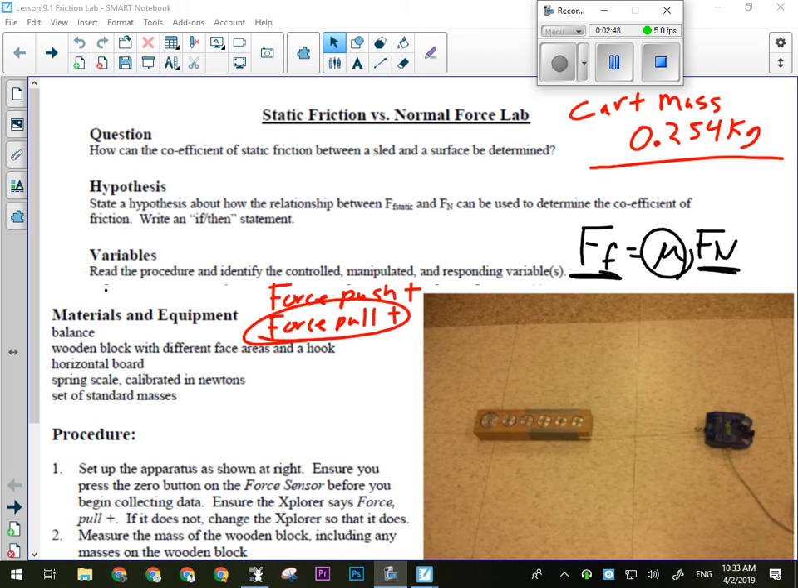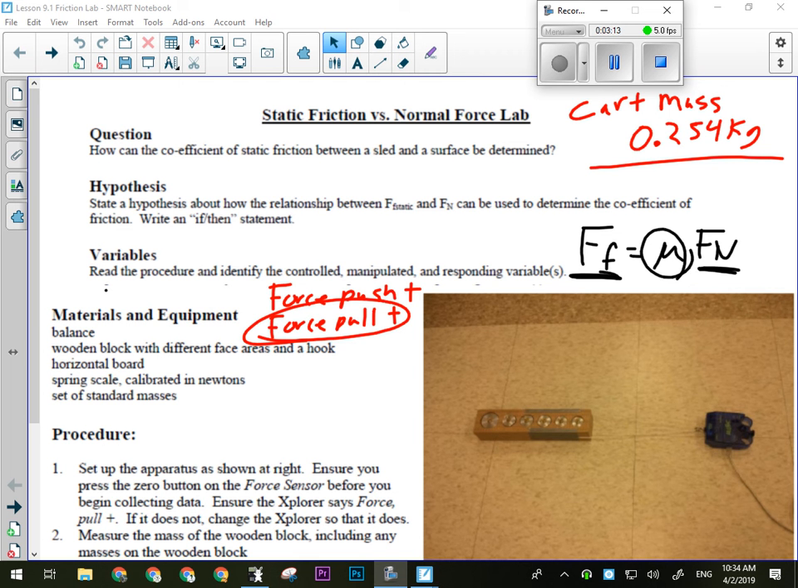Each trial will have a different amount of mass in here. When I alter the amount of mass in here, what force am I manipulating? I am manipulating F normal. So I'm changing the normal force by increasing the mass of this, because if I increase the mass, I increase the weight, which increases the normal force.